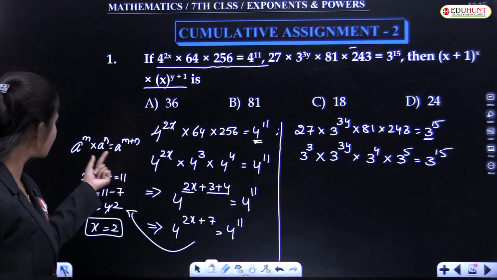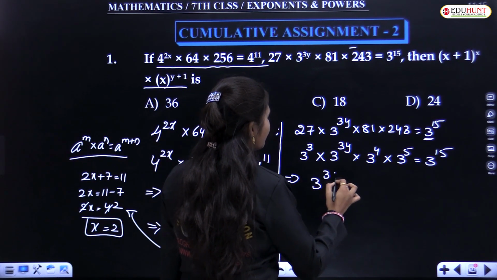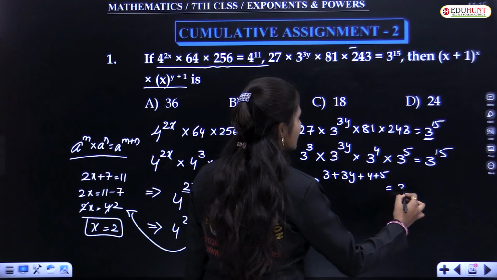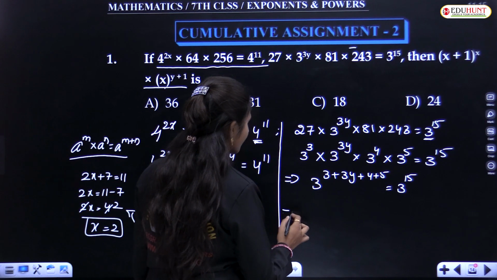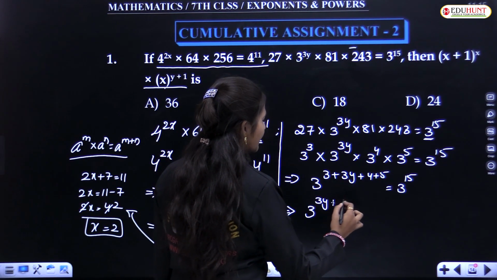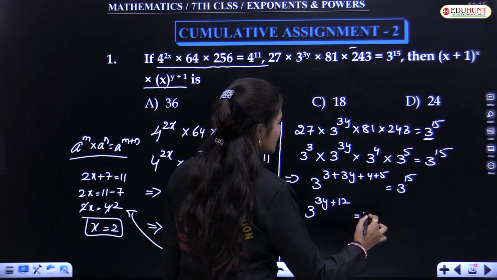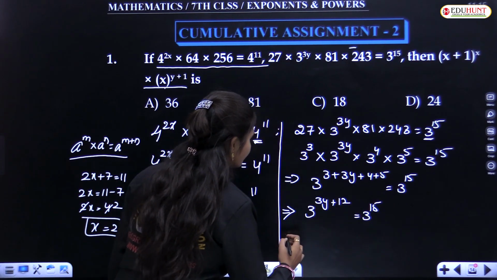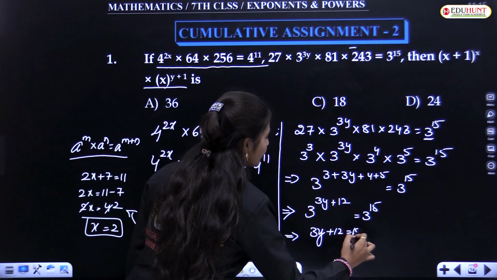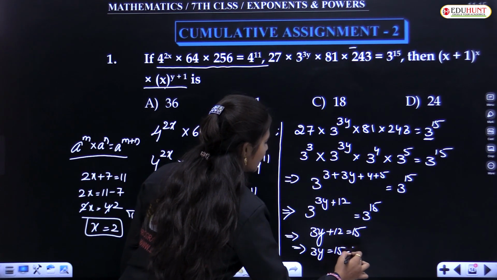Again the same process, the same formula we have to apply. So that is 3 power 3 plus 3y plus 4 plus 5, which is equal to 3 power 15. So 3 power 3y plus 4 plus 5 is 9, 9 plus 3 is 12, which is equal to 3 power 15. So here 3y plus 12 is equal to 15. From this, 3y is equal to 15 minus 12.